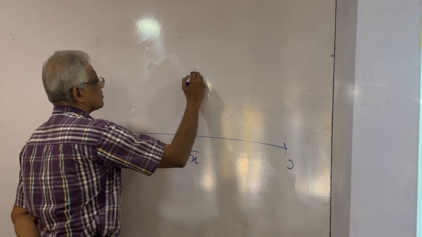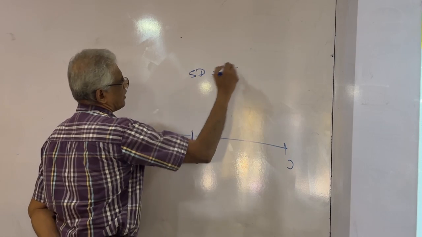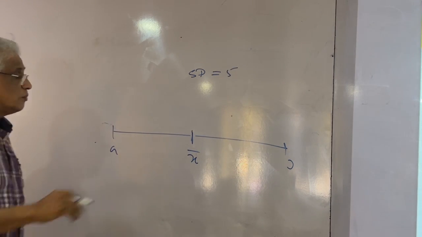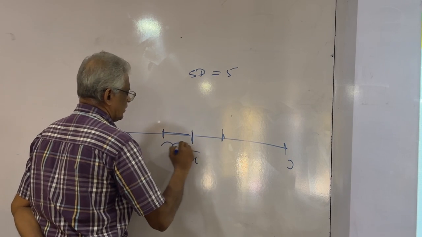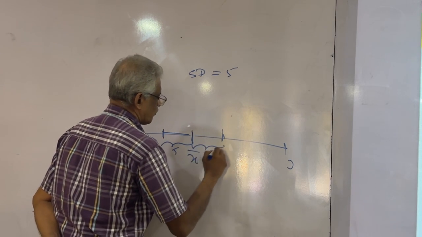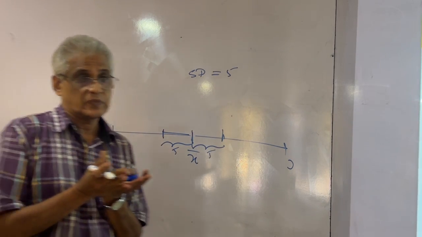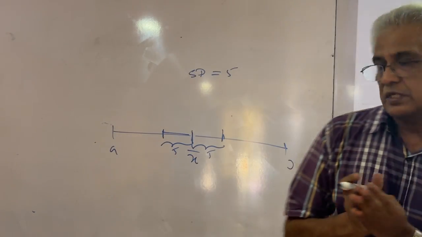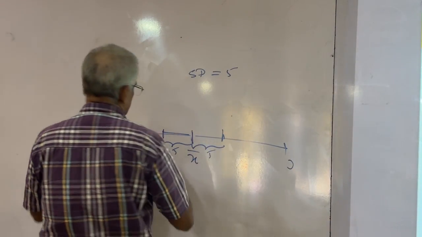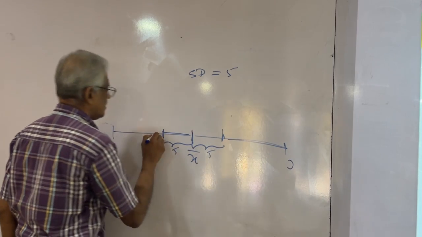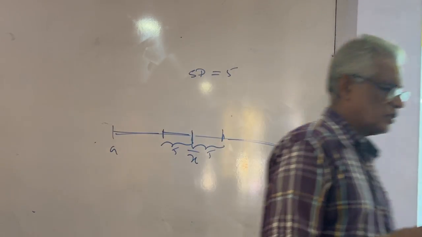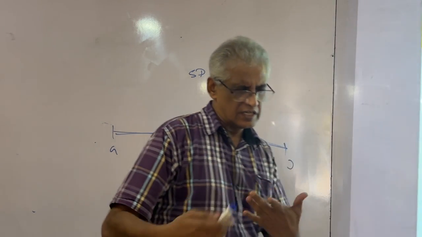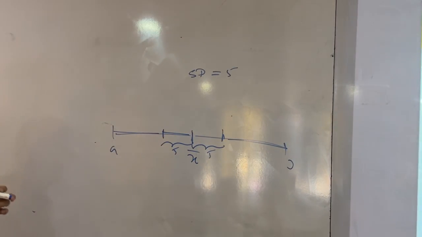Then suppose SD is some value, say for example 5 for the data. Then most of the data will be within 5 units from x bar. Most of the data. And then the remaining ones will be out here and here. So that is one thing: from the standard deviation you can get some idea.